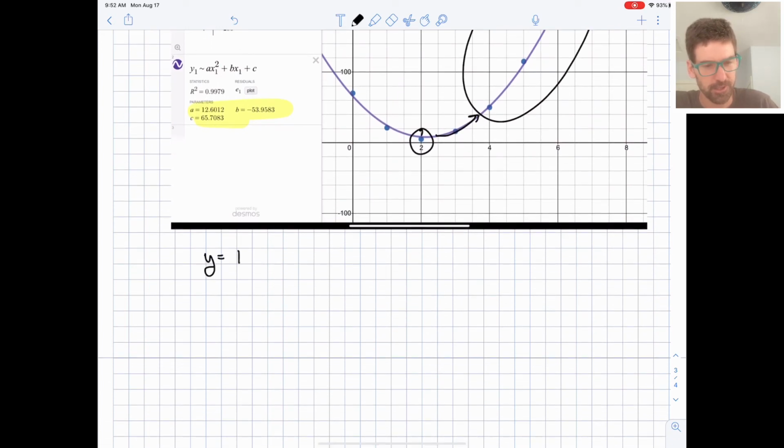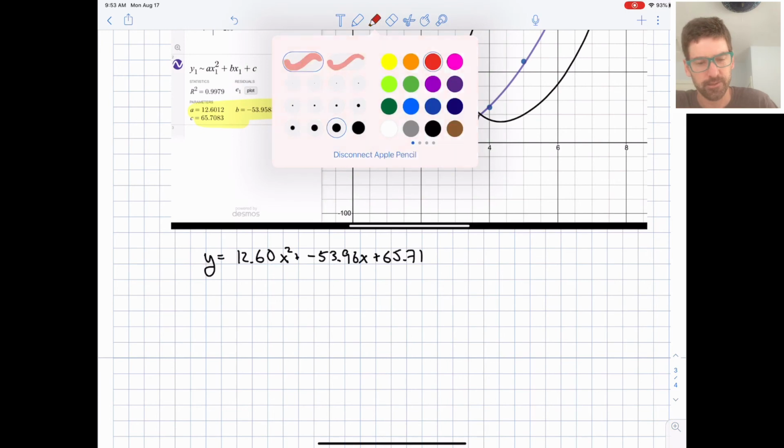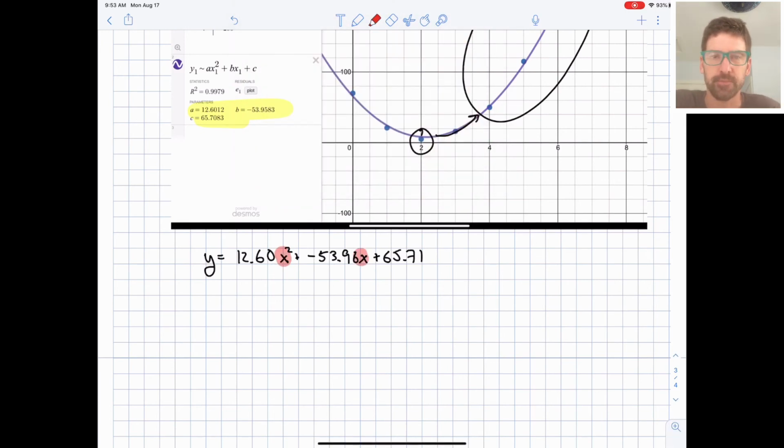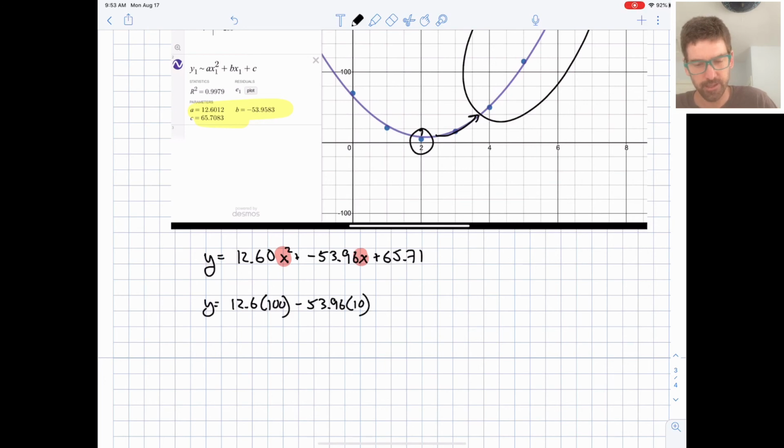But anyway, let's write out our standard form function. y equals 12.60x squared. I'll go to 2 decimal points. Negative 53.96x plus 65.71. And all I need to do is plug in a 10 for x, because we are looking for our y value for the 10th week. So y equals 12.6 times 100 minus 53.96 times 10 plus 65.71. So let's go to my calculator and crank through that.